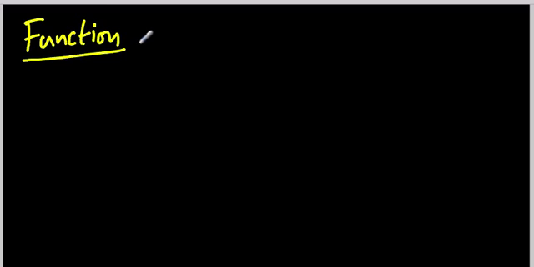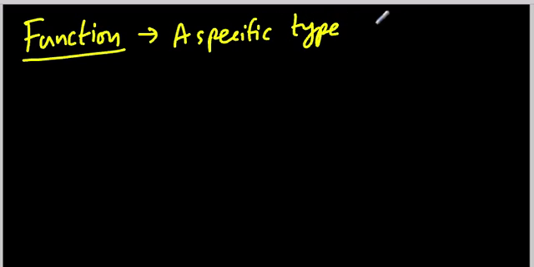In the last video, we went over what a relation was. Now we're going to go over something really, really important known as a function. A function is actually a specific type of relation. It's not the definition of a function, but I just want you to know that a function is a specific type of relation. And so here's the definition of a function.